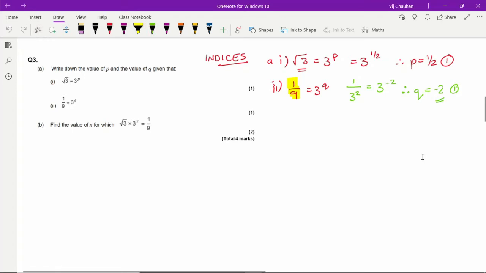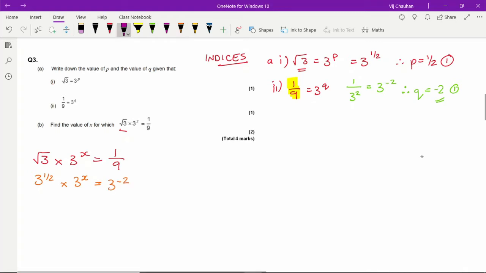So moving on to question B, we can see that we have already done some of the other components. So ideally when you're dealing with these types of questions, you want to try and get the base numbers the same. If I just start by writing the question out again, it might be easier. And we want to find the value of x. So we know that root 3 can be written as 3 to the power of a half. 3 to the x is something that I can't change at the moment, and using part A(ii), we can write 1 over 9 as 3 to the power of minus 2.